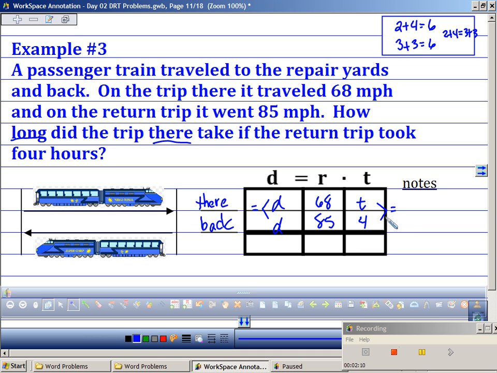But if their distances are the same, isn't their rate times time the same? Look at this up here. If 2 plus 4 is 6, I know that whatever this is, no matter what this is, the answer to it is D. And I know no matter what this is, the answer to it is D. Don't they have to be equal to each other? Correct?